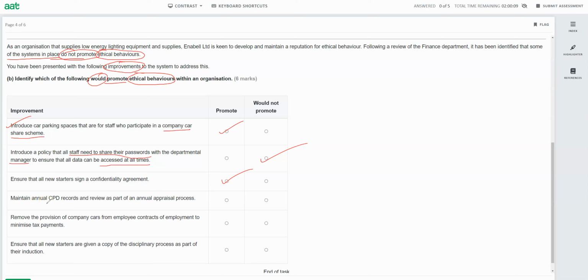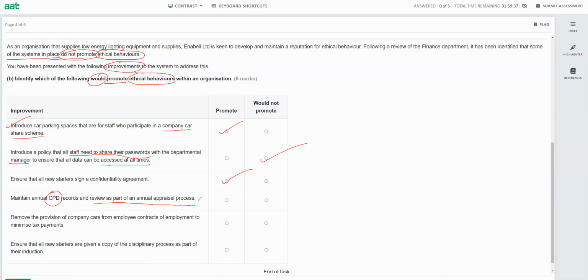Maintain annual CPD. CPD represents continuous professional development. When you become an AAT member, or when you become an ACCA or ICAEW member, it is mandatory for every single member to complete the annual CPD. So: maintain annual CPD records and review them as part of the annual appraisal process. So we see how many of the employees completed their CPD and how many did the proper training or keep themselves up to date.